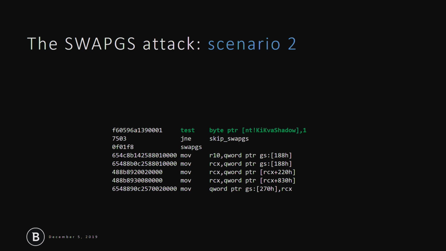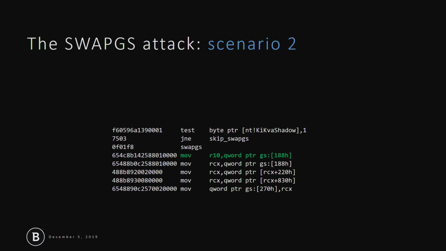So the first instruction, again, is a test instruction, testing the first bit inside the KVA shadow variable, and it executes a conditional branch. Now, normally, what happens is that the branch should be taken, and the execution should continue with the instruction following the SWAPGS instruction.